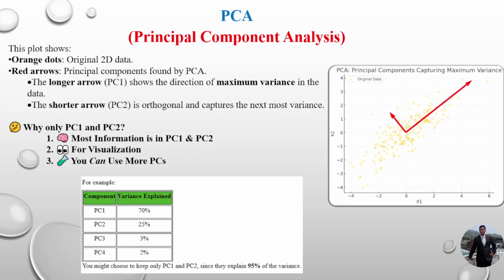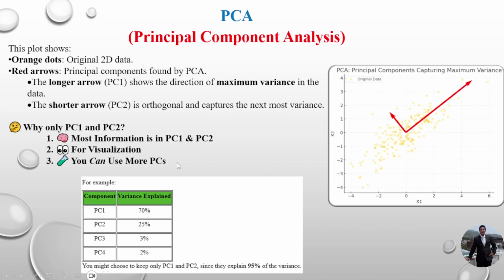It is also used for visualization. We often reduce the data to two dimensions, so we can plot it in 2D, like the scatter plot you have just seen in this figure. You can't easily visualize more than 2 or 3 dimensions. That's why PC1 and PC2 are the most commonly used principal components.